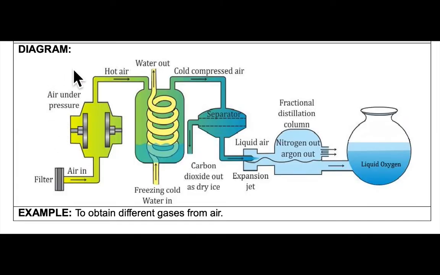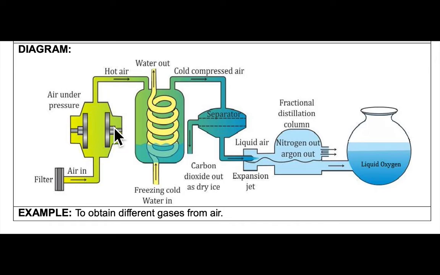See, this is the diagram of the apparatus which is used in the separation of the components of air. Components means different gases from air. First of all, here is the filter paper. Air gets filtered from here. Air is inserted and it's filtered so that the dust particles can be removed. And air comes to this chamber.